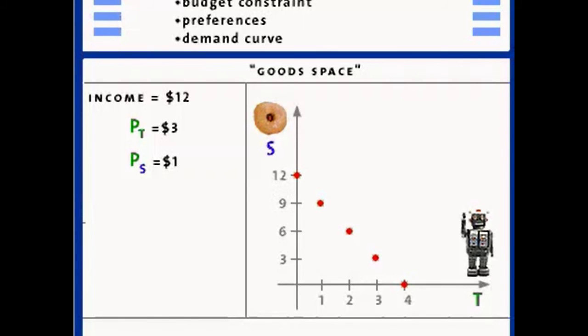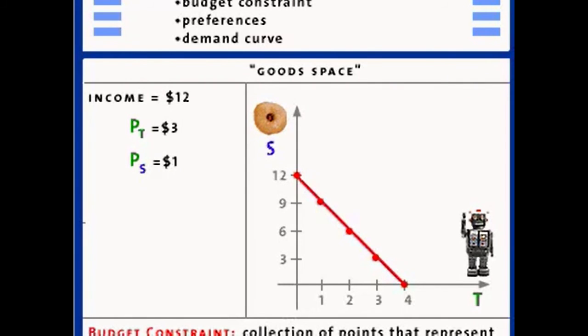If we kept doing this, we would be generating more and more combinations of toys and snacks that you can afford, given their prices and given your $12 worth of income. Eventually, when we connect these dots, we will get the budget constraint. The budget constraint is the collection of points that shows all the combinations of toys and snacks that the consumer can afford to purchase given their fixed income and the prices of the goods. That is, all of these points along this line represent feasible combinations of toys and snacks. Combinations of toys and snacks that you can afford.